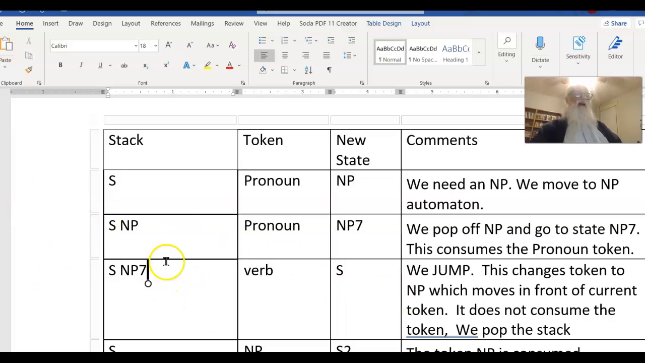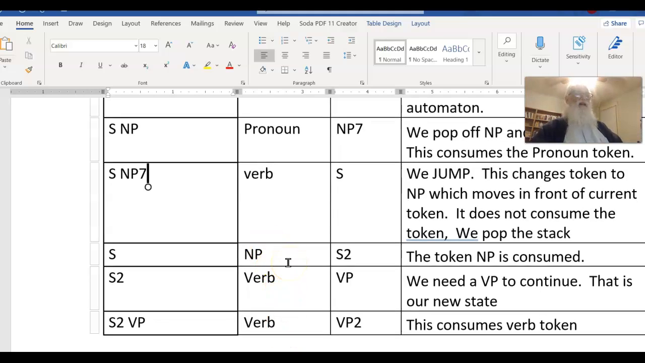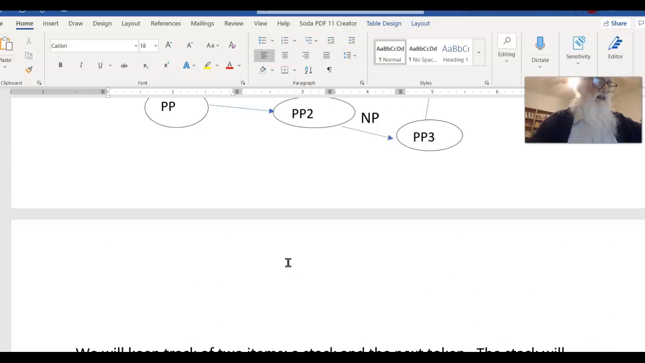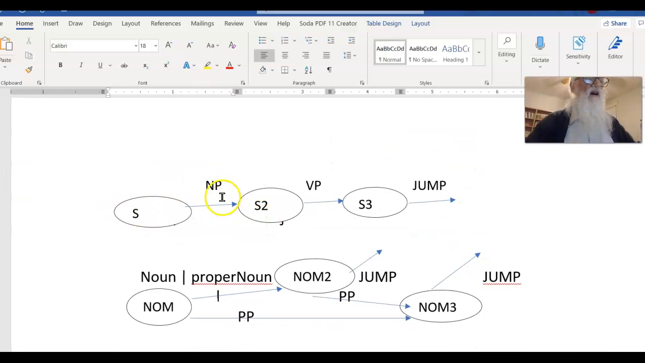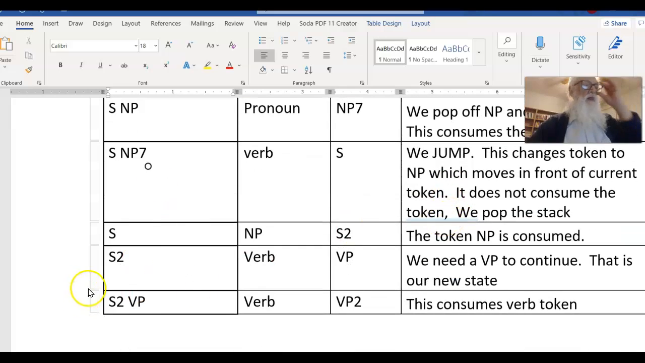Oh, down here, pardon me. We pop off NP7. We go to state S. And in front of the verb, we put NP as a token. Now that's very convenient because S with the token NP takes me to S2. So I'm making progress. I'm moving through. So the S is now S2. I see a verb. Well, the only thing that can get me out of S2 is a verb part. So I have to go to the verb part portion.